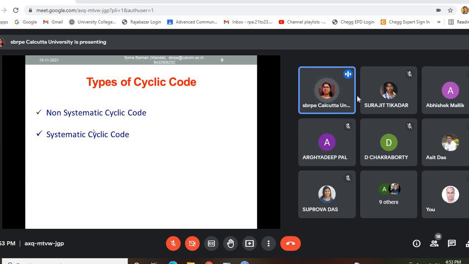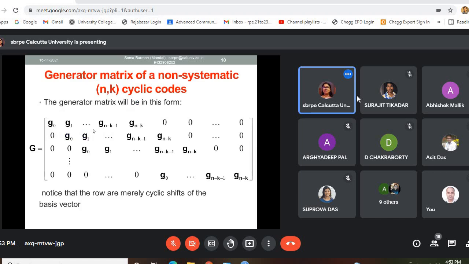First we will consider the non-systematic way. It's a generator matrix of a cyclic code, and we are considering the code length is n and the information or message is k bits. So as it is a cyclic code, how will the generator matrix be formed?